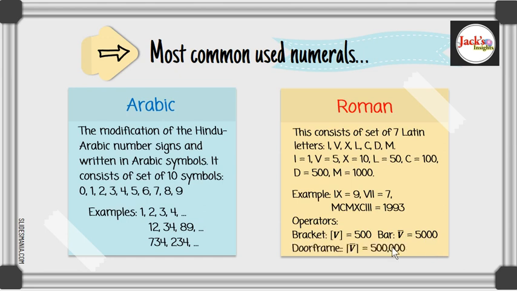Another operator is the door frame operator. If numerals are enclosed with a door frame, then it means you are going to increase the number by 100,000 times. So V is 5 times 100,000, that is 500,000.